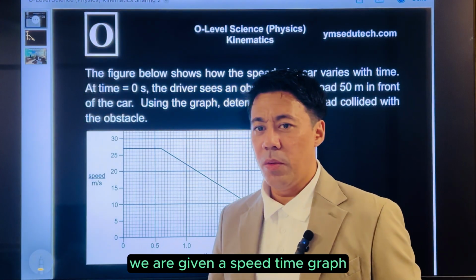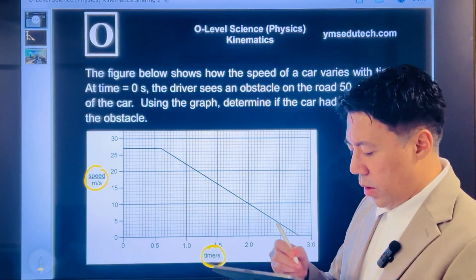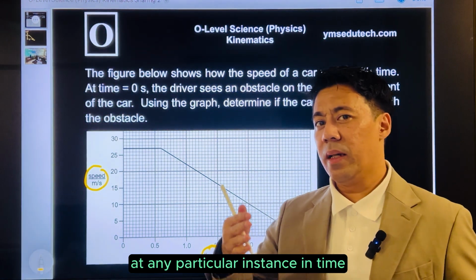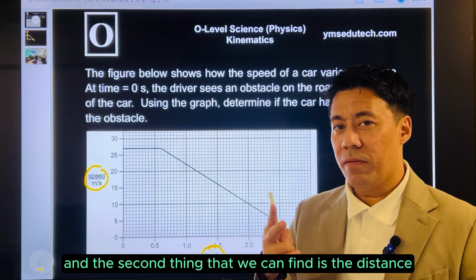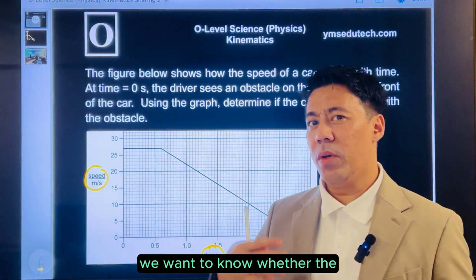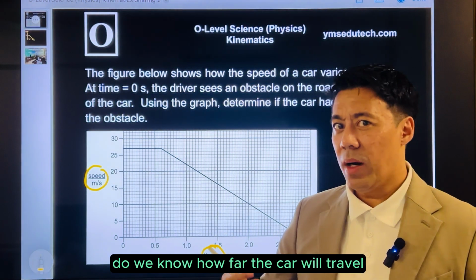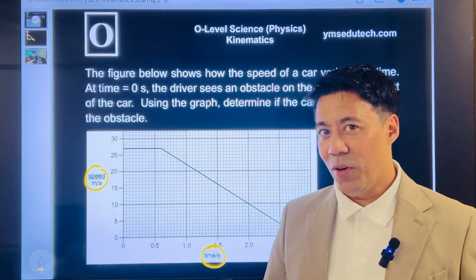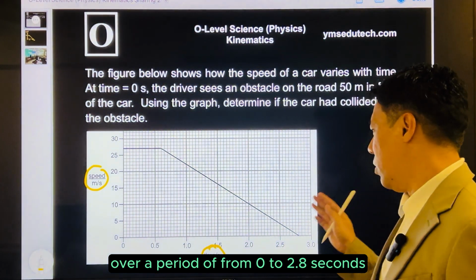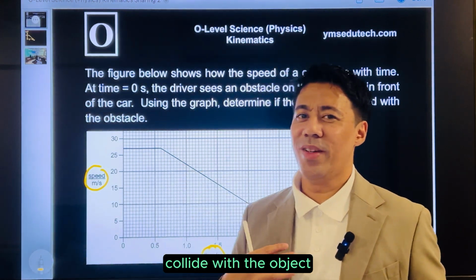So in this particular question, we are given a speed time graph. So take note of that, it's a speed time graph. Now what can we get from a speed time graph? We can get, of course, the speed of the object at any particular instant in time. And the second thing that we can find is the distance traveled by the object. Now in this question, the context is that we want to know whether the car will hit something that is 50 meters in front of it. So do we know how far the car will travel? Therefore, we will find the distance traveled by the car over a period of from 0 to 2.8 seconds and determine whether the car will collide with the object.